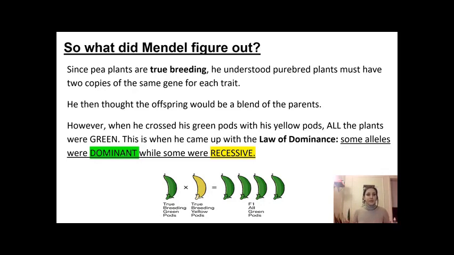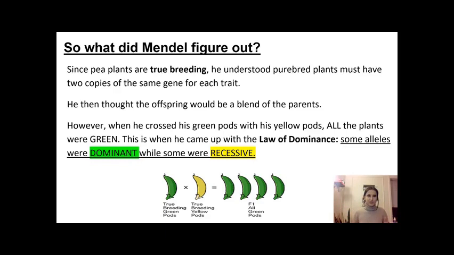So, since pea plants are true breeding, he understood purebred plants must have two copies of the same gene for each trait because yellow produced yellow, and green produced green. So it just kept going on like that. They self-pollinate. But the thing is, he remembers that offspring should look like a blend of their parents, right? I mean, everybody pretty much does. But when he crossed the green plants with the yellow plants, all he got were all green plants. As you can see in the picture over here, they all turned out to be green, even though he mixed it with the yellow.